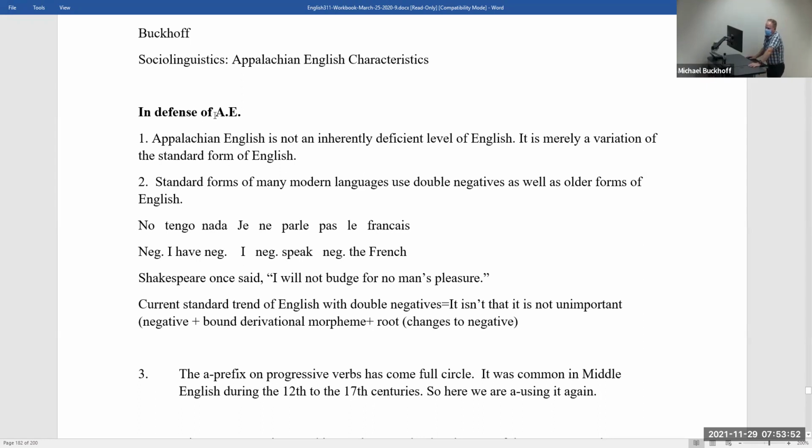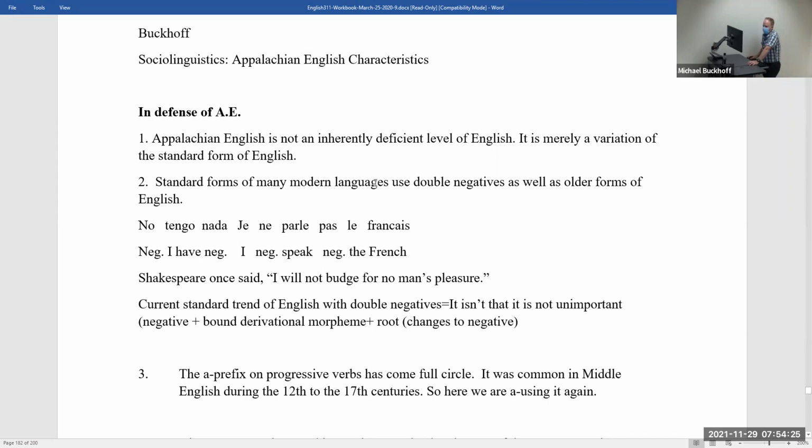Okay, let's look at Appalachian English here. What we're saying is that we don't look at it linguistically. If we look at African American English or Appalachian English or Spanish influenced English, we don't see these as being inherently deficient forms of English. In linguistics, we don't look at it like that. So if we defended it, we would say something like this: Appalachian English is not deficient. It is a variation of the standard form of English.